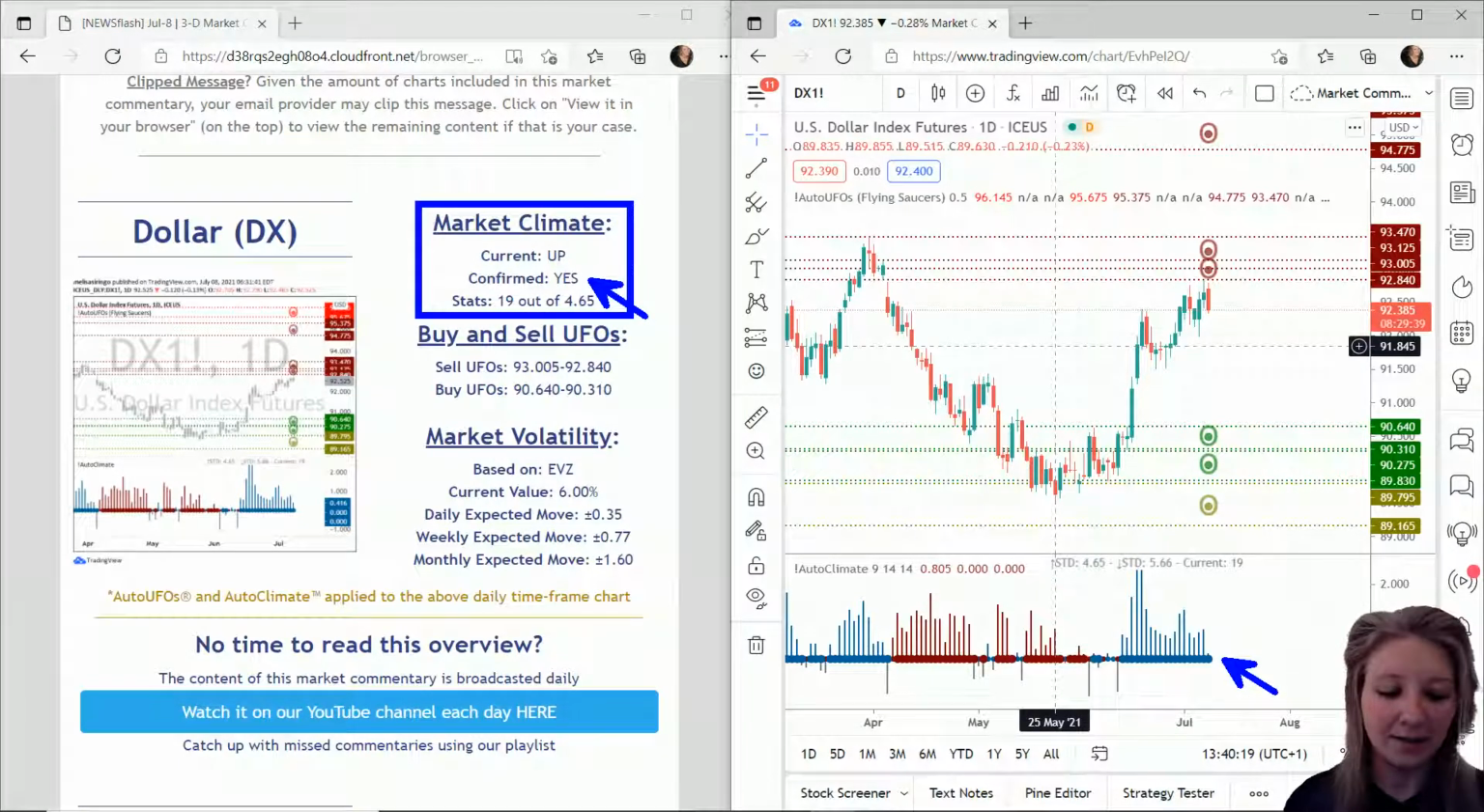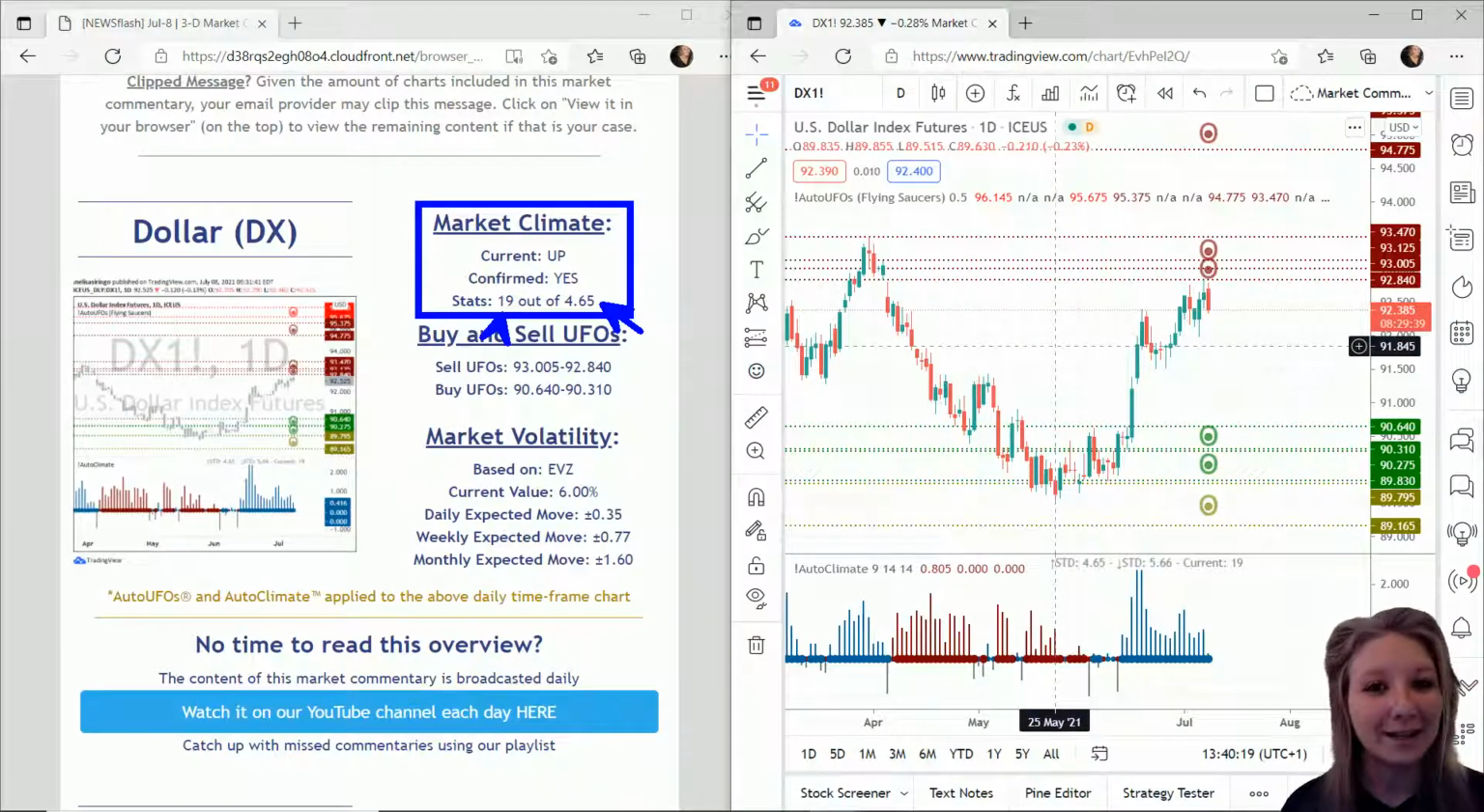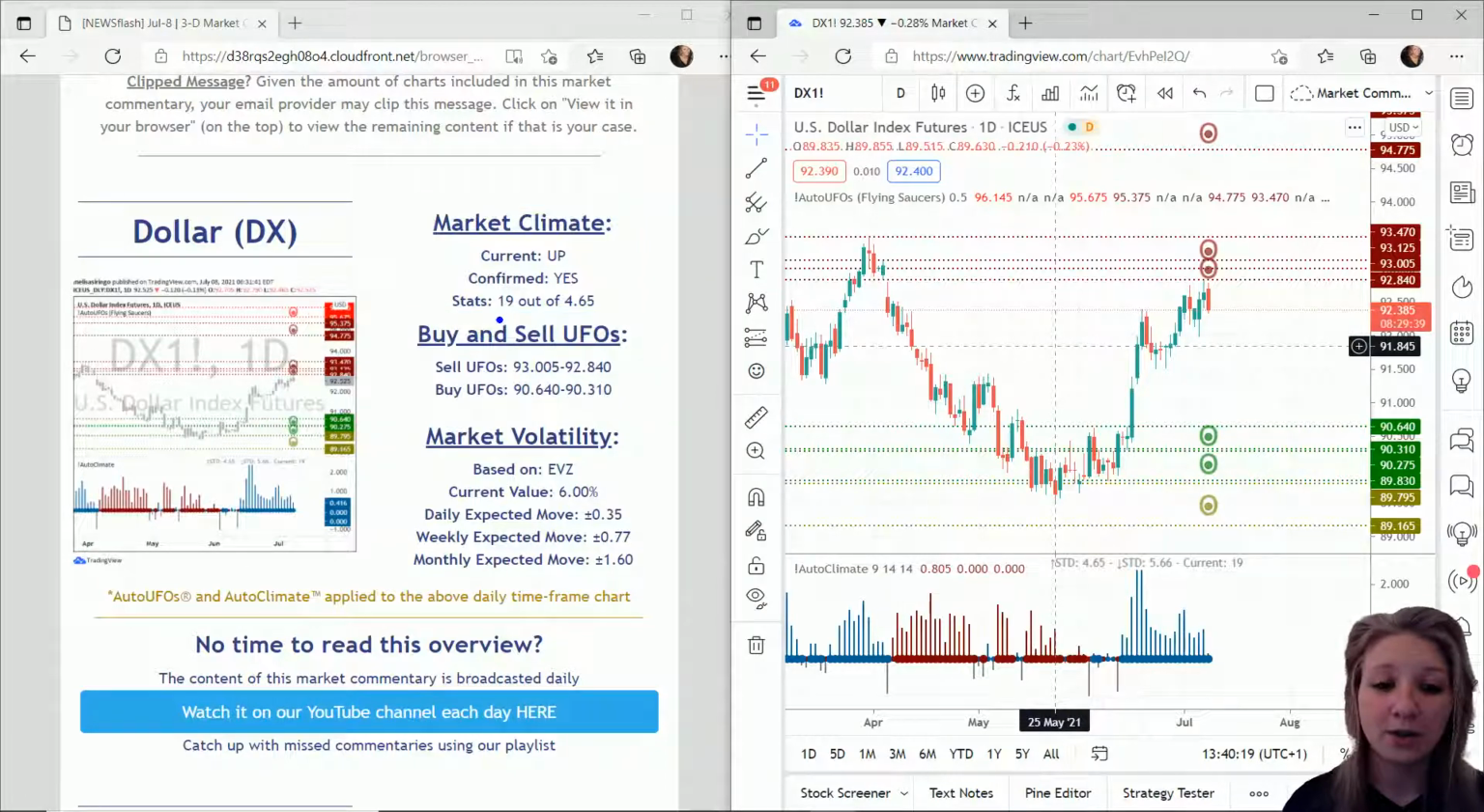However, saying that, this market usually goes up for 5 candles and we're on candle number 19. So we've gone way past what's usual in terms of a move to the upside, which means less likely to see it go up, more likely to see it change direction. It's overextended. Plus, we've just hit some sell orders here between 93.125 and 92.84.